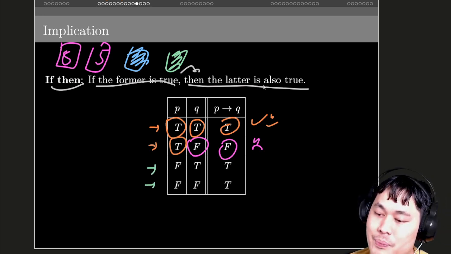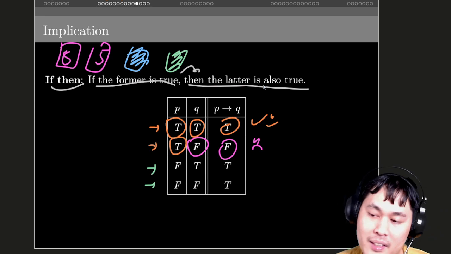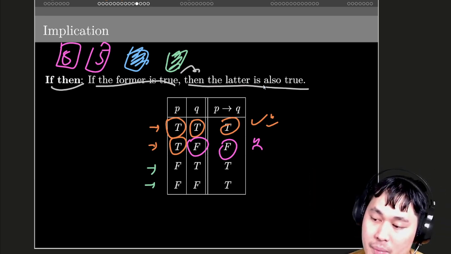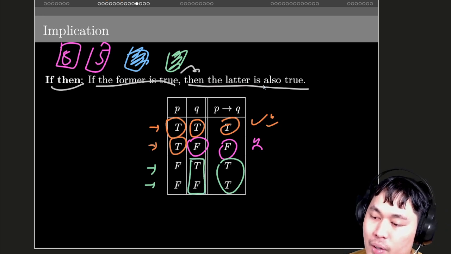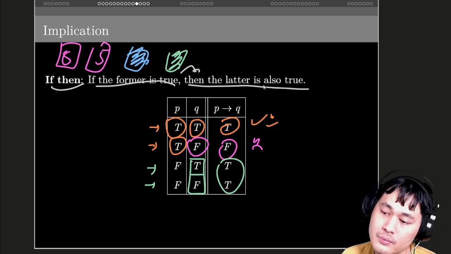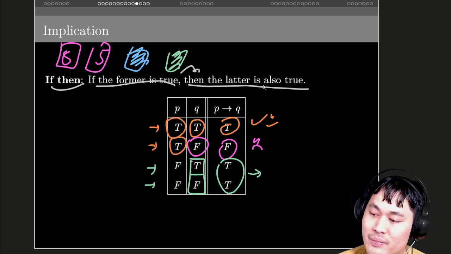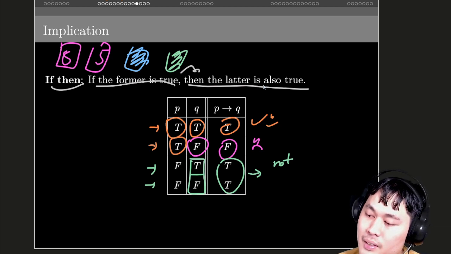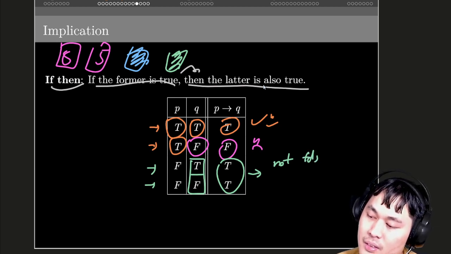is that if the starting part, like the prior one, is false, then it doesn't matter what the outcome is. Then the statement is considered to be true. It's not true that it's true. It's true because it is just not false. Nothing contradicts that statement.